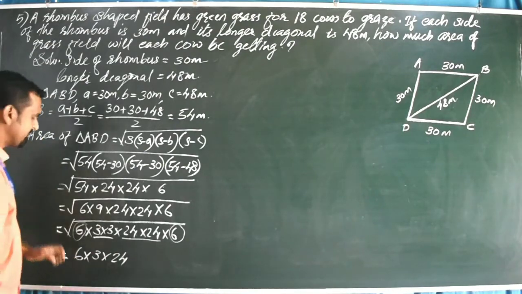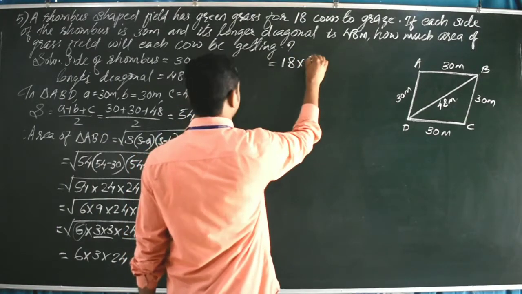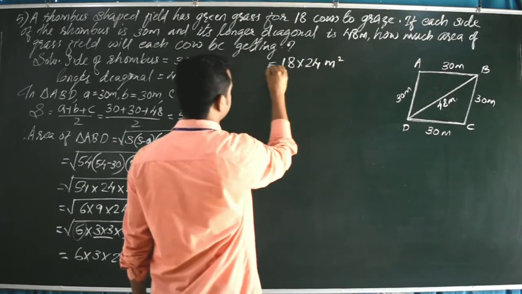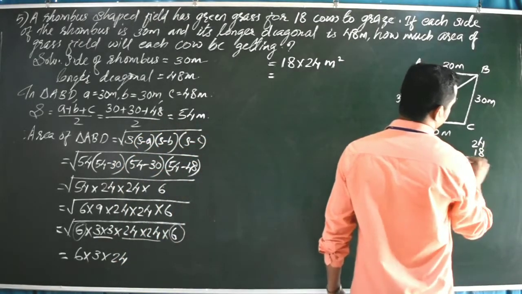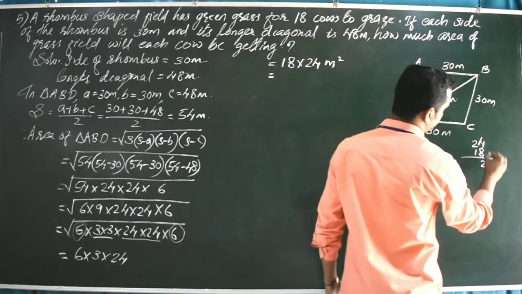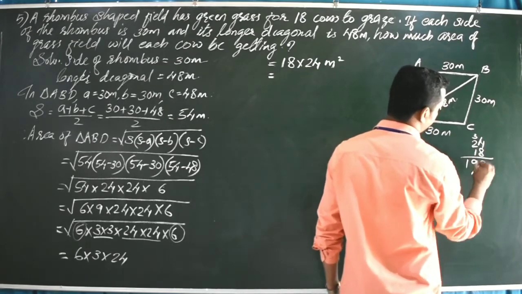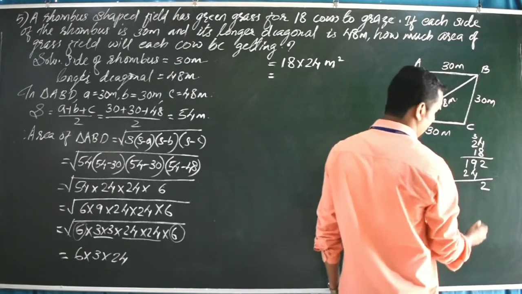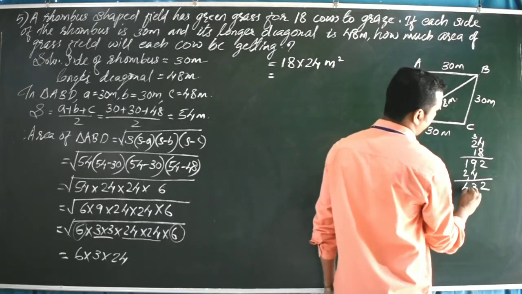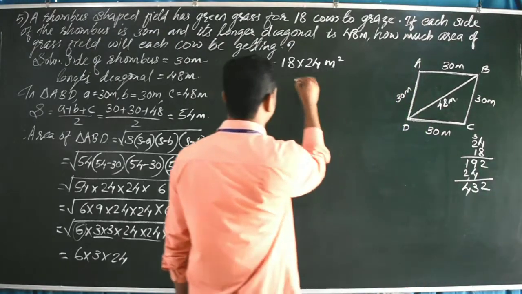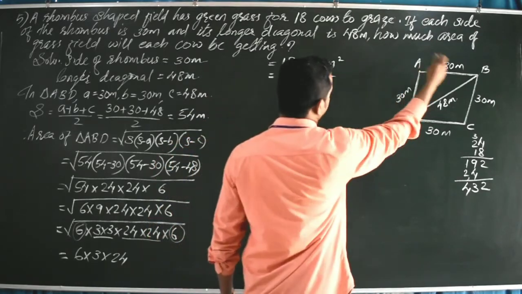So 6 3s are 18, that is equal to 18 into 24 meters square. Multiply this: 24 into 18. 8 4s are 32, 2, remainder 3. 8 2s are 16 plus 3, 19. 4 1s are 4, 2 1s are 2. Adding this, 2, 9 plus 4, 13, 3, remainder 1, 2 plus 1, 3 plus 1, 4. 432 meters square, that is the area of triangle ABD.